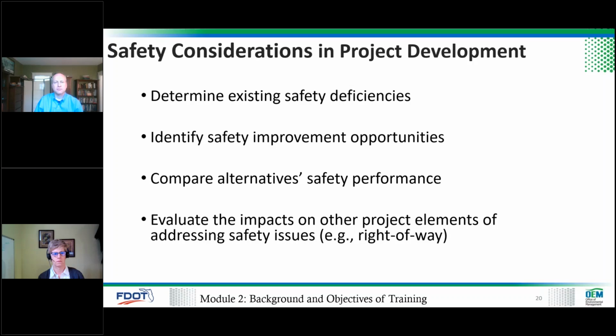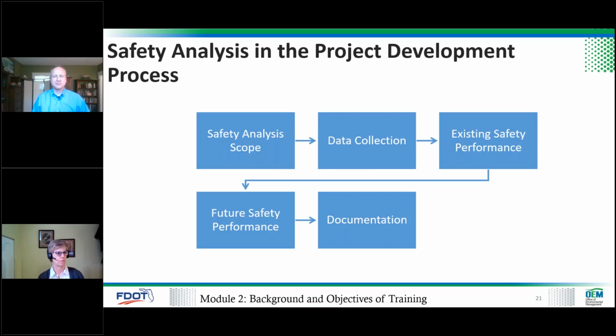As we consider optional alternatives, what are the safety implications of any one alternative? So is one concept substantively better or worse than other concepts? And finally, it's important to consider the trade-offs between the safety treatment and other project decisions. And next slide, please. So at a very broad level, these are the 5 major steps in safety analysis for a PD&E study.